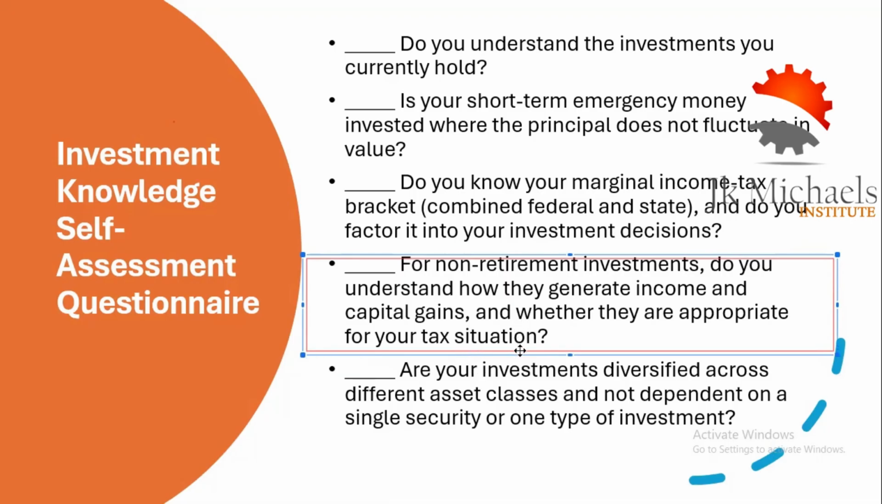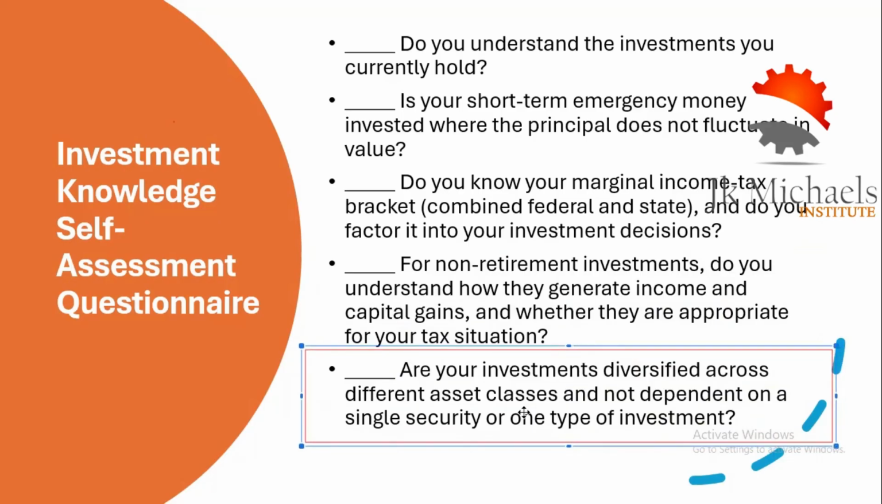Now, are your investments diversified across different asset classes? Do you just have shares, or do you have bonds? Do you have some fixed income investments? Do you have REITs, which is investment in real estate, right? You want to diversify your investment across different asset classes and not depend on a single security or one type of investment.